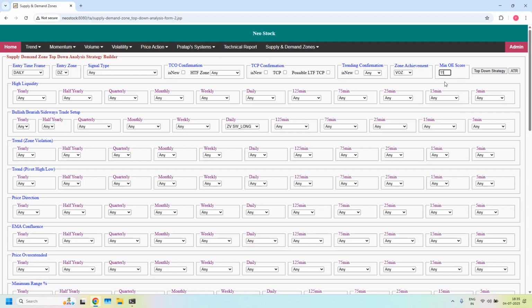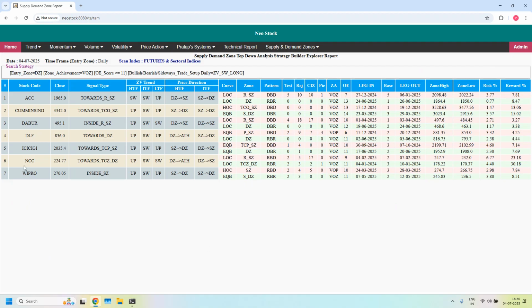Okay, now I am filtering the stocks. We got 7 stocks. All these 7 stocks, entry time frame zones are daily demand zones. See, some of these zones are already tested. All these are daily demand zones.